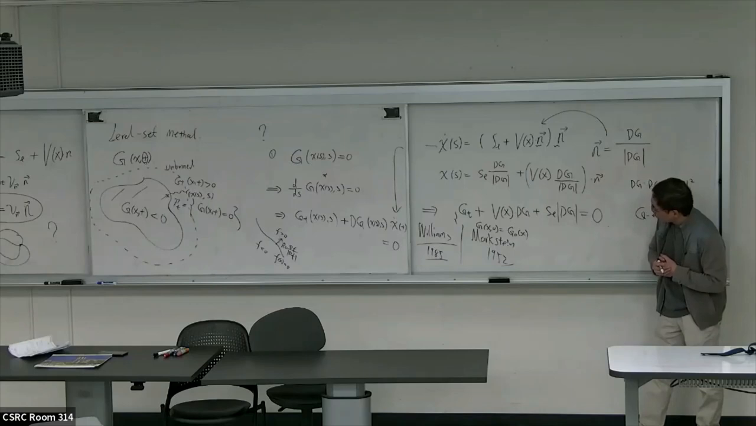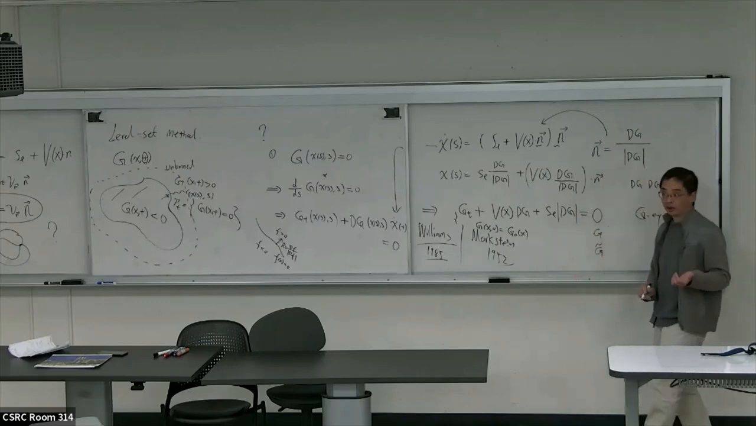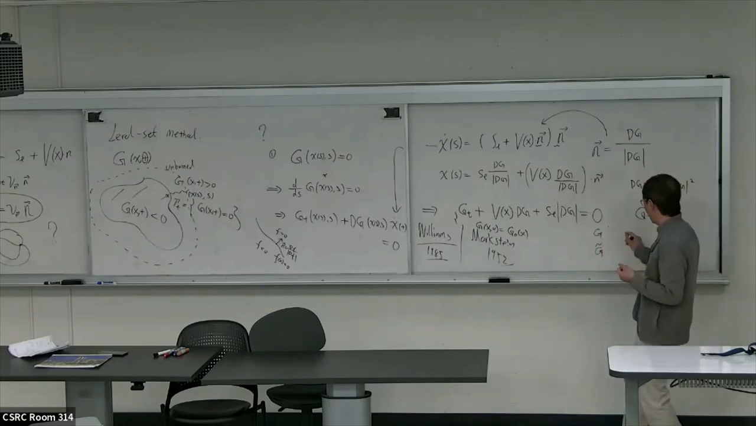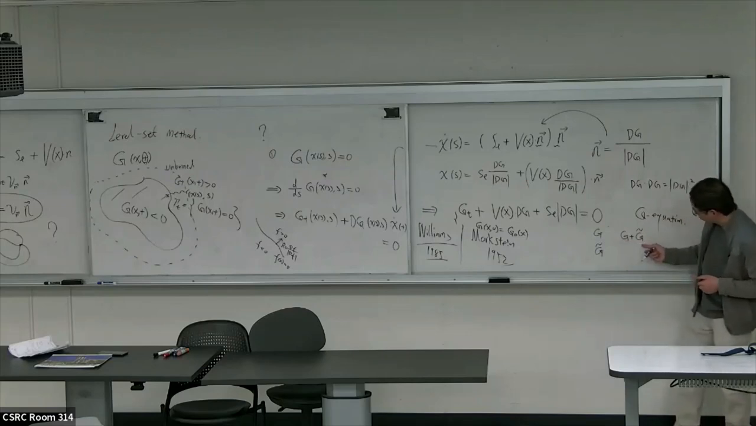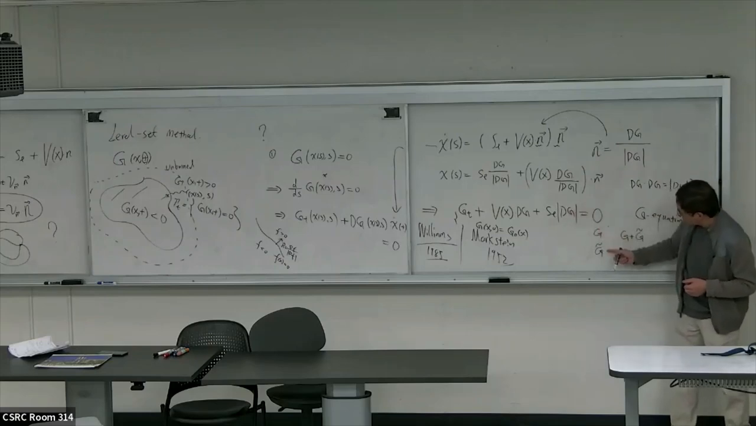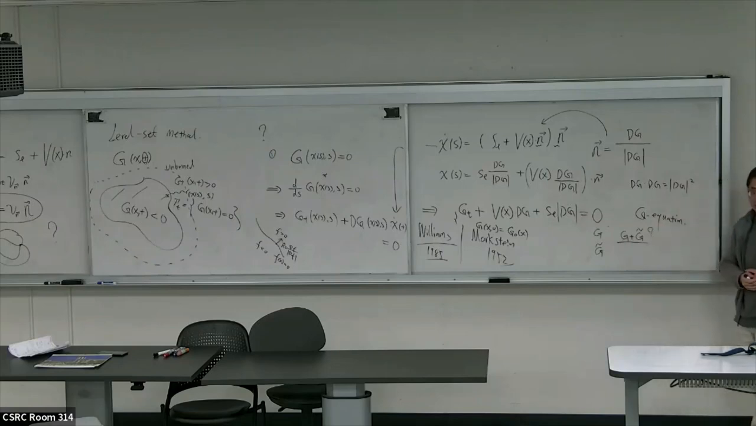So what do you mean by nonlinear? Suppose I have two solutions. G is a solution, and G tilde is also a solution. Now I look at the linear combination of the two, I just add them together, G plus G tilde. If G is a solution and G tilde is a solution, the question is whether G plus G tilde is also a solution. What do you think? Is it still a solution?